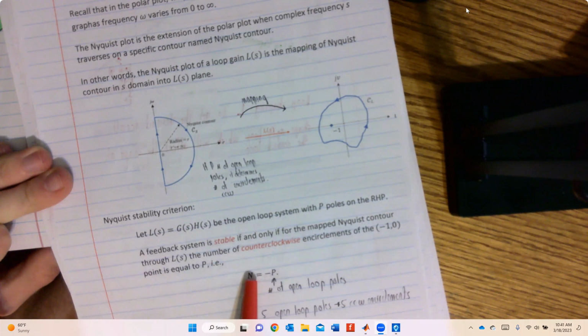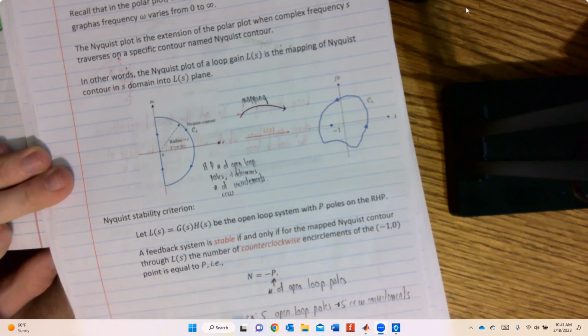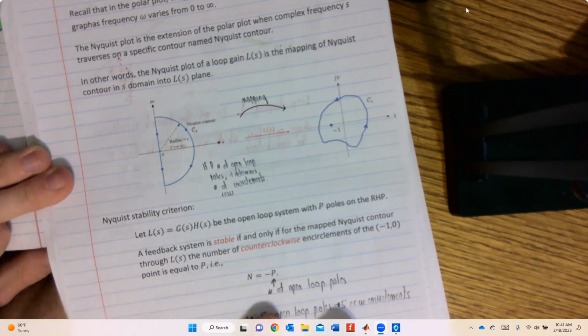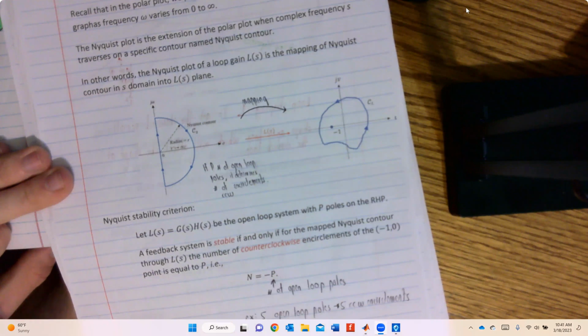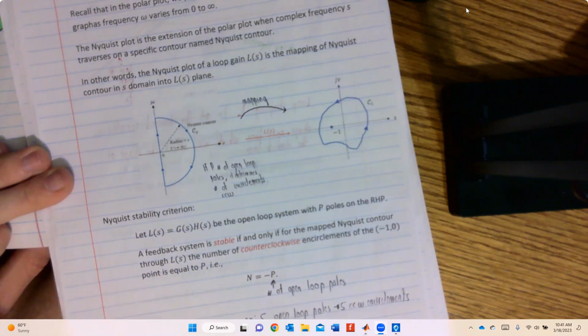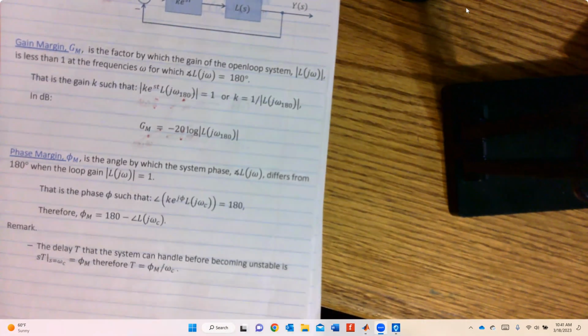So number of counterclockwise encirclements, that's why there's a negative here. If you have 5 poles, you should have 5 counterclockwise encirclements. So negative accounts for the counterclockwise. So 5 open loop poles, 5 counterclockwise encirclements. You just try and encircle this point. If it's equal to the number of open loop poles, then your feedback system is stable. And remember in the Bode plot, we wanted to avoid the phase of 180 at the gain of 1, because that's where instability can occur.